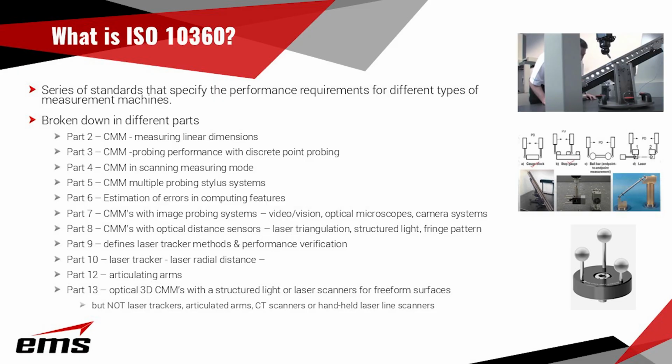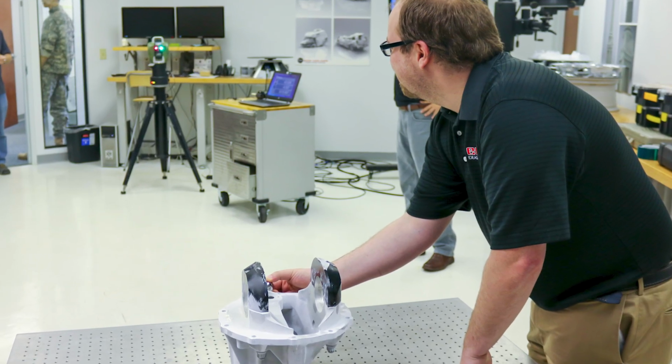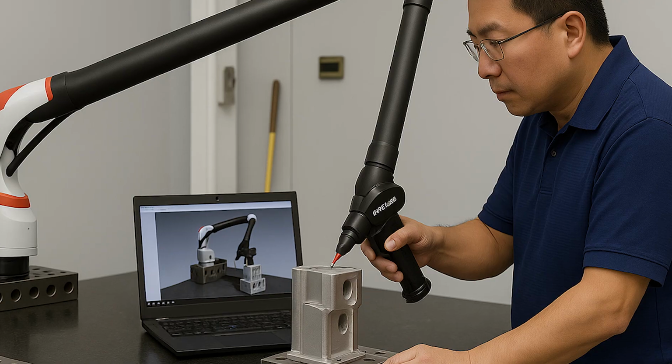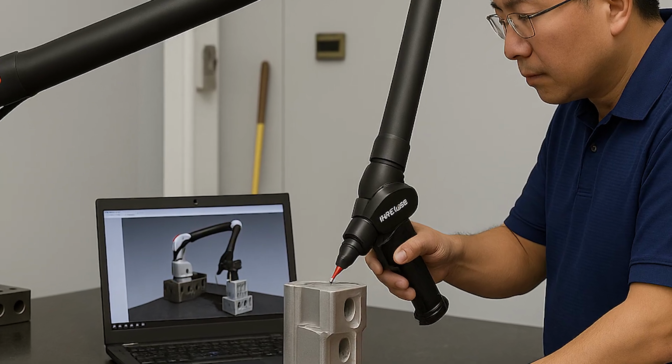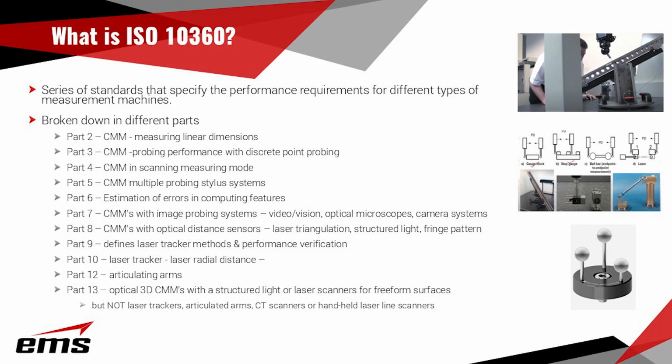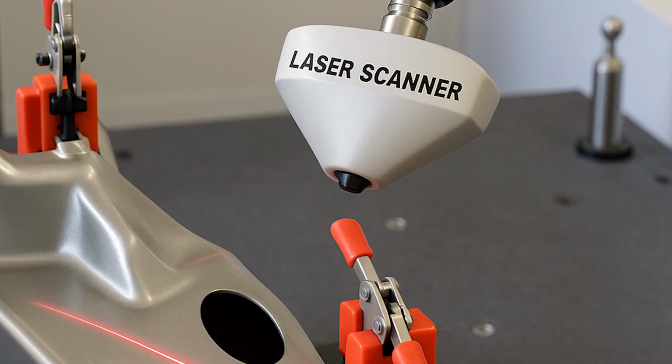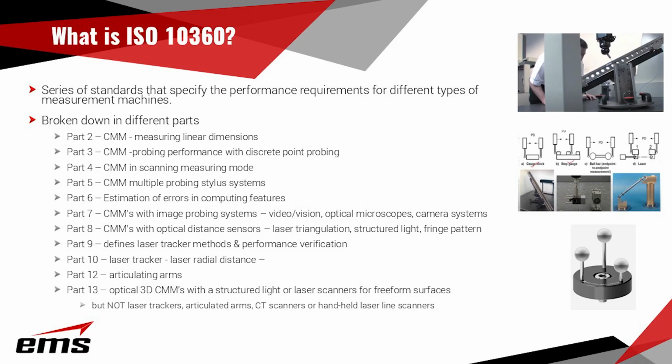Now, part 9 is for laser trackers. And I'm not going to go into a lot of detail on all this different equipment. A laser tracker is more like a portable CMM that uses that SMR I referred to. And then an articulating arm is basically an arm articulating with a probe on it or a scan head. And then there's a part 13, which people sometimes reference. This is for optical 3D CMMs with a structured light or laser scanner or for freeform surfaces. But the standard specifically says it's not for laser trackers, it's not for articulating arms, it's not for CT scanners, and it is not for handheld laser line scanners, okay? So, it's not meant for these things.